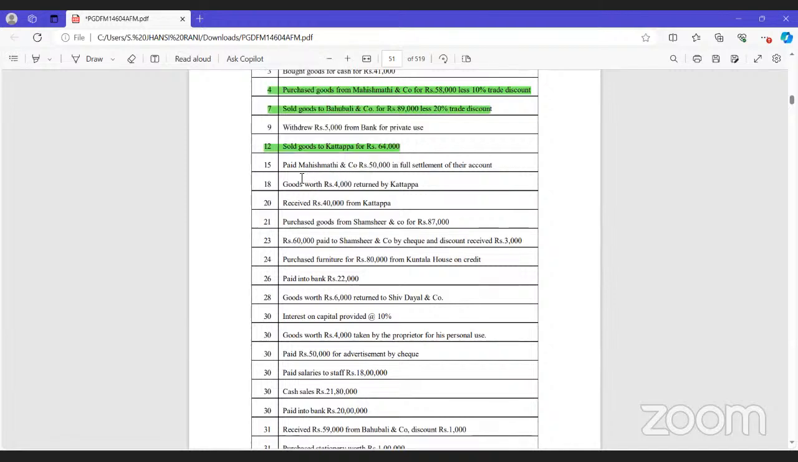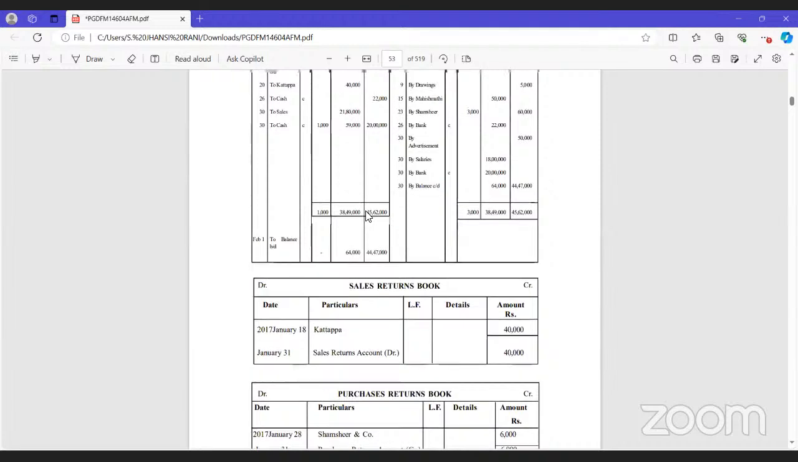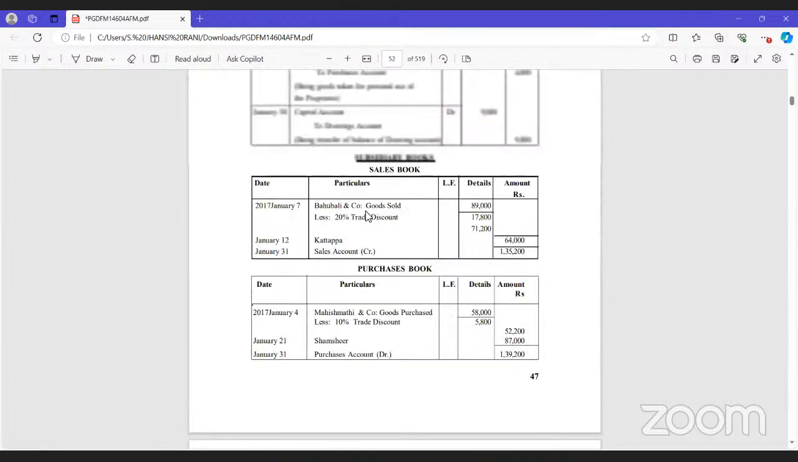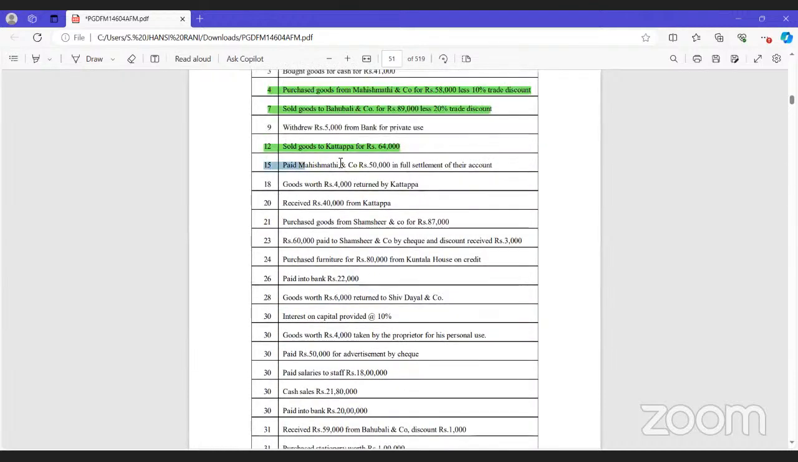Next, paid Mahishmati. So we are paying cash. So it's a receipt, cash is coming. So I'll take this. Goods worth returned by Katappa. So goods are returned, say purchase returns. In purchase returns, we will not take it. Why? Because they are returning the goods. No cash is coming into the business. So here I'll not take even this one, the goods worth returned by Katappa.